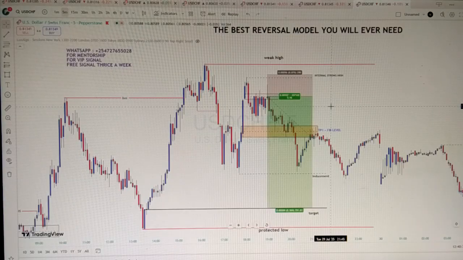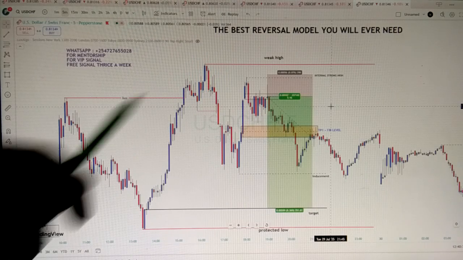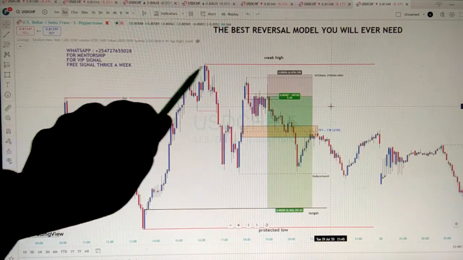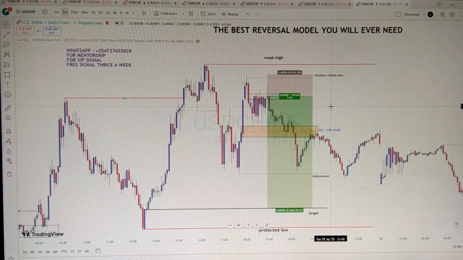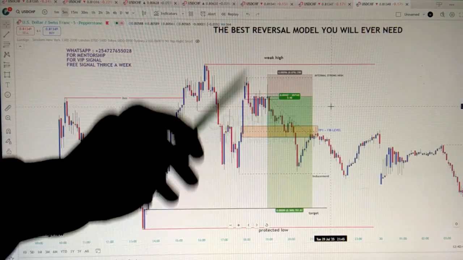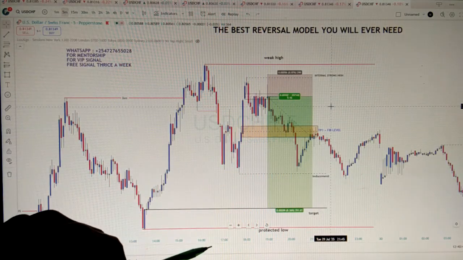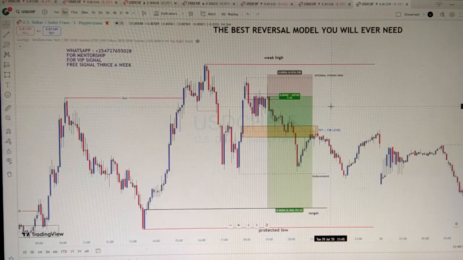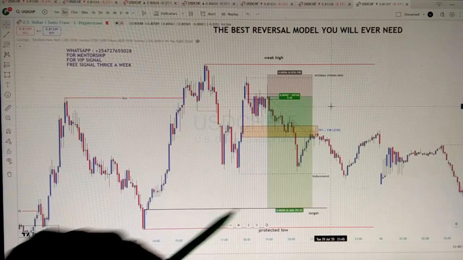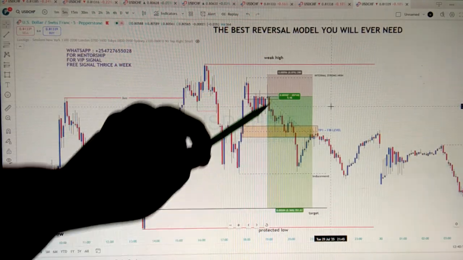After making the break of structure, when the market starts reversing, mark your weak high. This zone is our weak high. So according to me, I took this trade. You see, guys? I took this trade and my target was like a 1:5 ratio. I'll explain why I exited here and why I entered here.